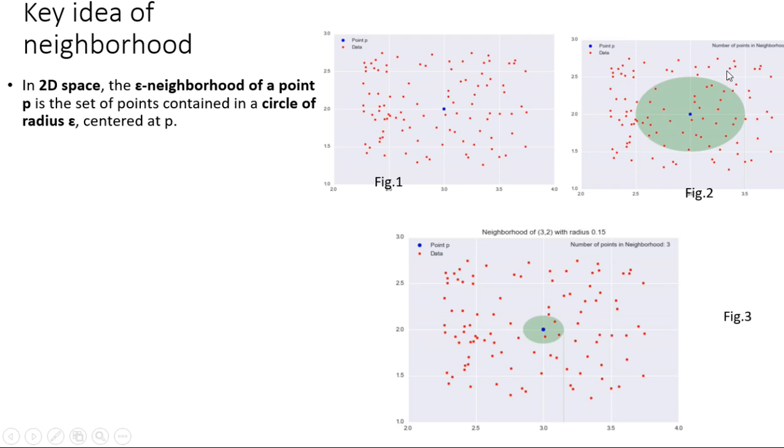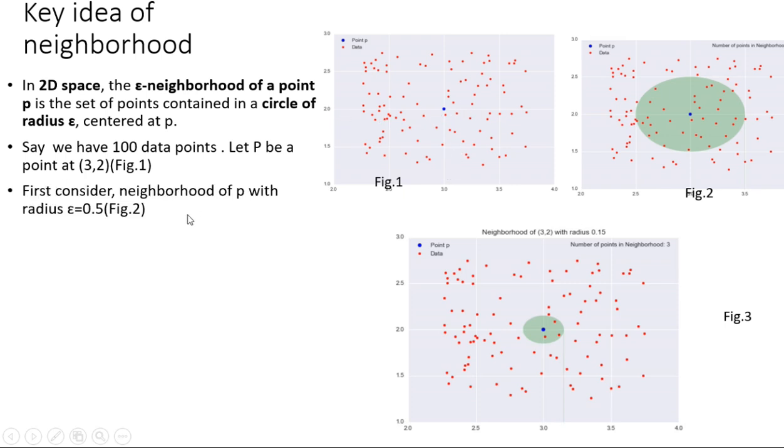Now in this case we are taking a spherical cluster. It need not be spherical always. It can be any shape. So let's say this is my cluster. So I have my radius here. The radius of this green circle is nothing but epsilon. Okay, so let's say I have some 100 data points here. The red data points are 100 and P is a point. Let's say it is at 3, 2 location.